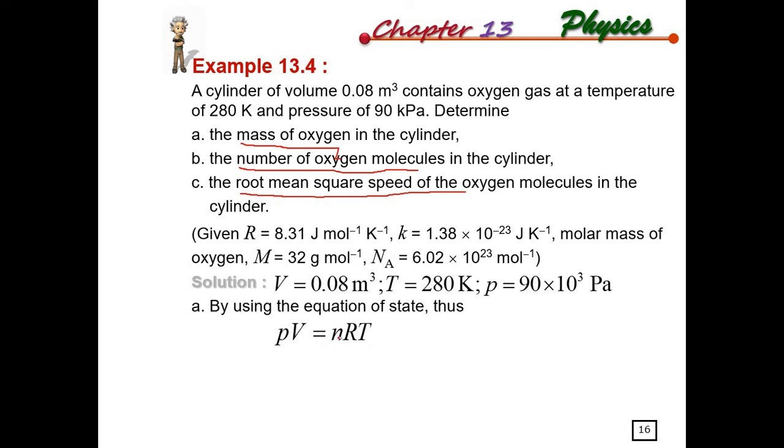So n is the number of mole. We know that the number of mole is m, the mass of the gas, over M, the molar mass. Just put m over M in the equation because we need to determine the mass of the oxygen. That means we must find the equation that relates to the mass. Now we put n equals m of gas over M molar mass in the equation.